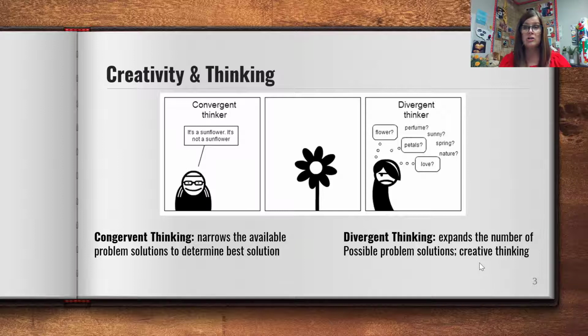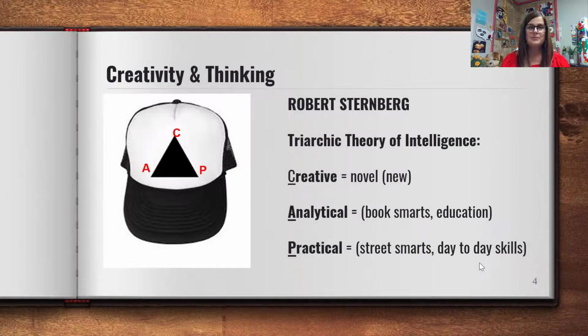Whereas a divergent thinker is going to expand the number of possible problem solutions. A divergent thinker is going to be much more creative. If you are a divergent person or you diverge from the road, you're going off the main road or the main direction, the accepted direction, which would mean possibly that you're more creative. And you can, again, see from the cartoon the differences between the two types of thinking.